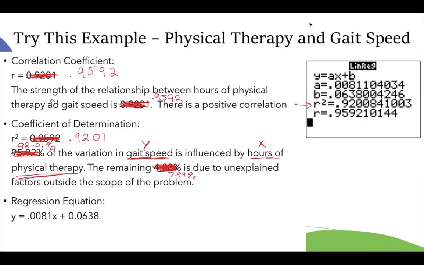Okay, did I pull my regression equations out correctly? Let's make sure. Okay, we're good with the A and B. So let's go here. Our A, 0.0081, is what we plug in over here. And our B, 0.0638, is what we plug in here. So this is our finished regression equation.